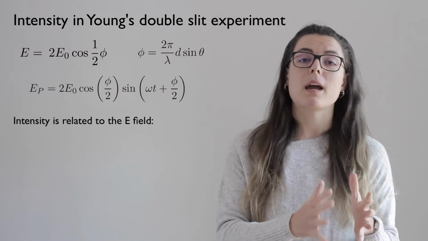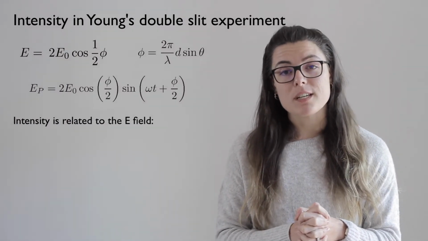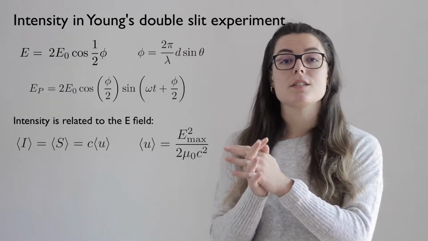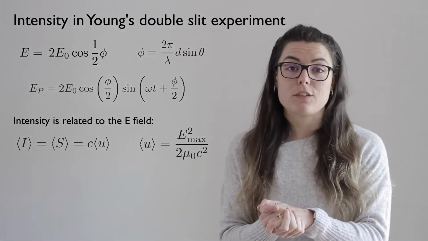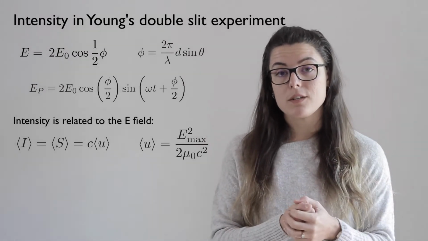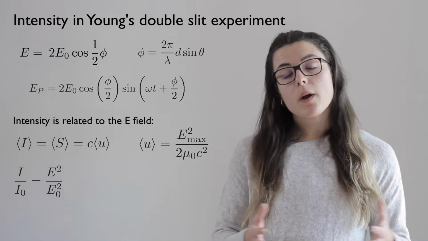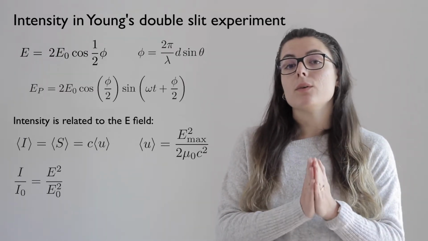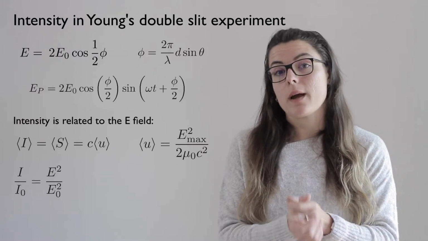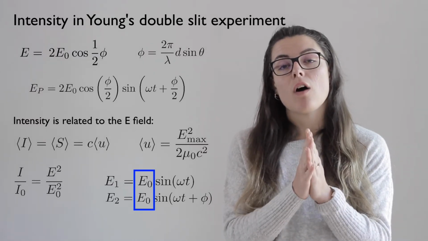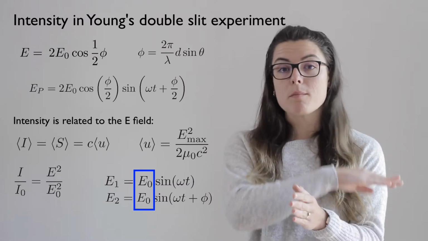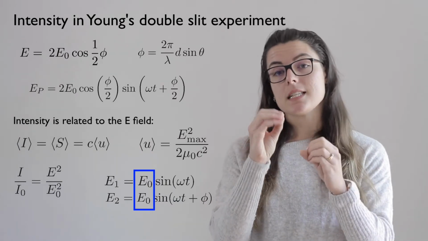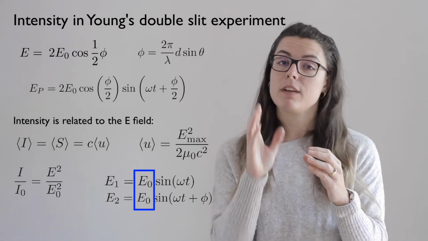So remember, way back when we started this optics topic, we worked out that the intensity is related to the square of the magnitude of the electric field, and that's what we're going to be using to work out the intensity. So to work out the intensity, we can say I divided by I naught equals E squared divided by E naught squared. Now this E naught is the amplitude of the electric field of one of the waves. Remember from before, our equation was E1 equals E naught sine omega t. So E naught is the magnitude of the electric field for one wave.